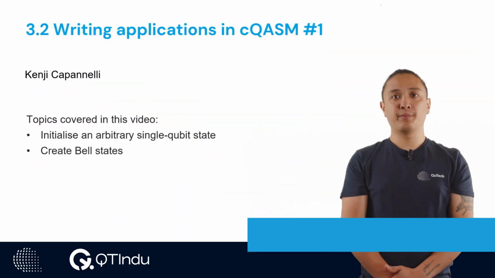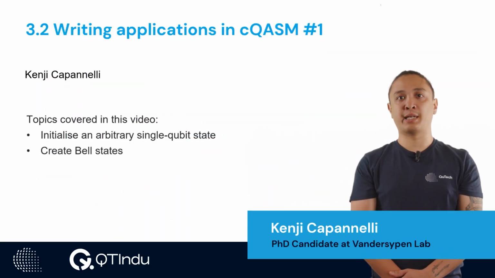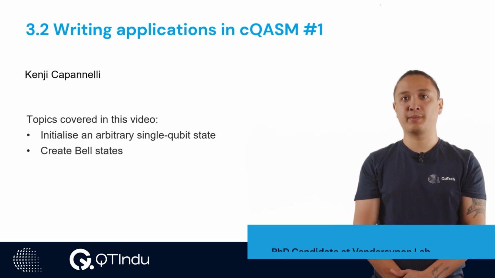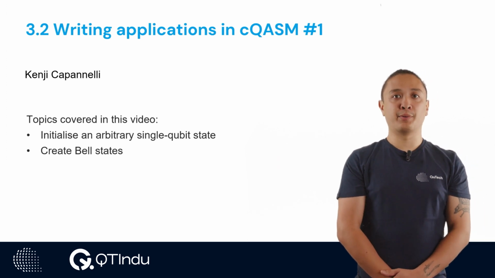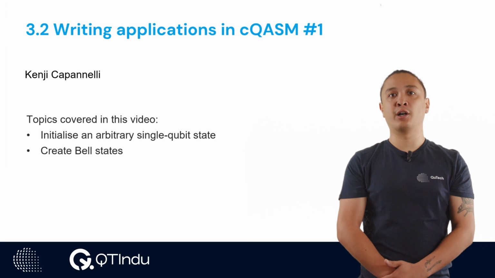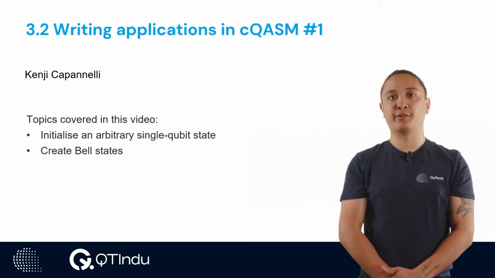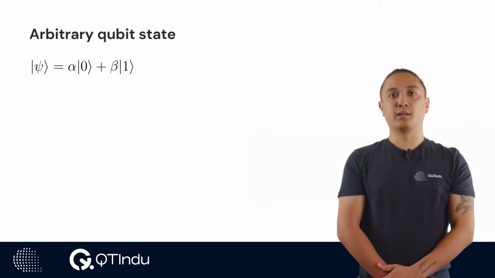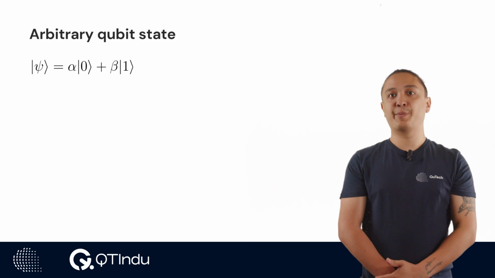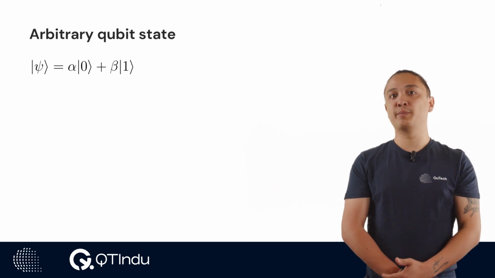In this video, we will go over some very basic examples of how to use cQASM. The two main examples we will cover will be how to generate an arbitrary qubit state and how to generate the 2-qubit Bell states.